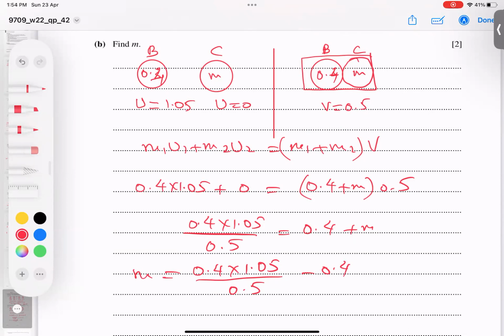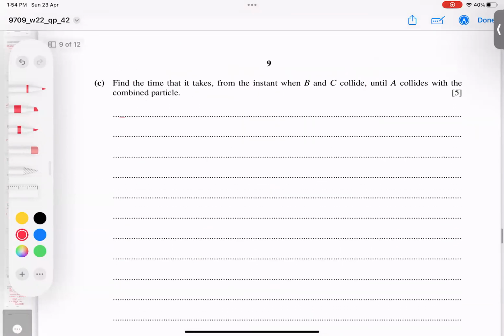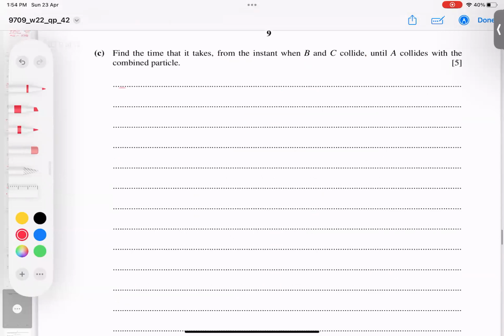So 0.4 times 1.05 in the numerator, 0.5 in the denominator, and minus 0.4. Alhamdulillah. So the mass is becoming 0.44 kilograms. Done. So let's go for the next part, C.